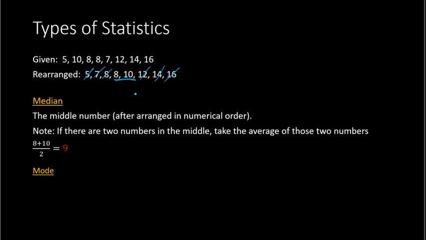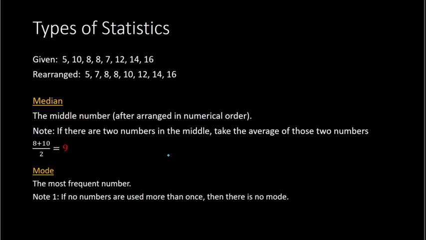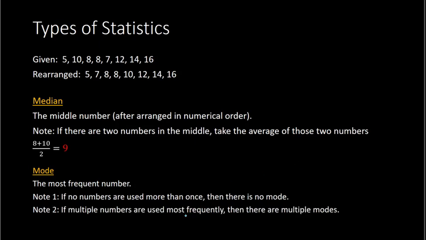One more type of statistic that we will deal with in this video is what is called the mode. The mode, by definition, is the most frequent number. So the number that you see the most. And take note that if no numbers are used more than once, then there is no mode. And if multiple numbers are used the same amount, then there are multiple modes. So like here, for example, the most frequent number that we see is the number 8. So the mode in this case would be 8.